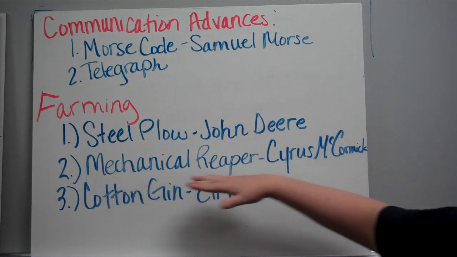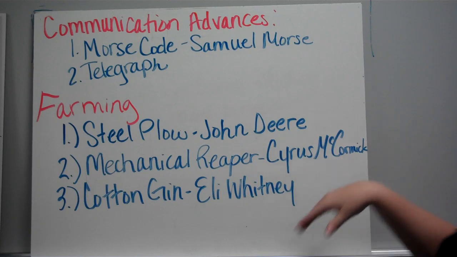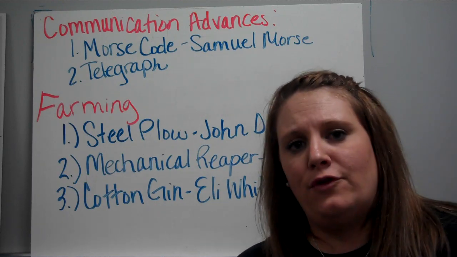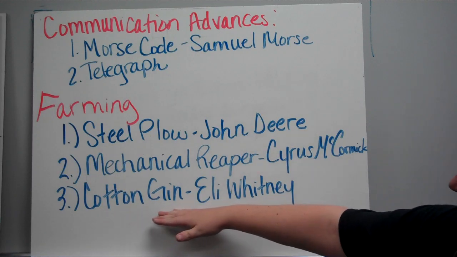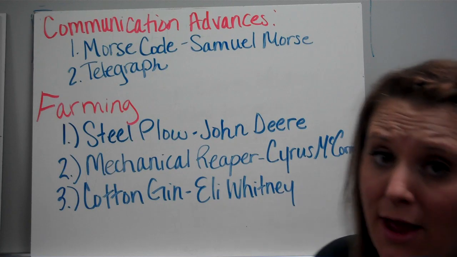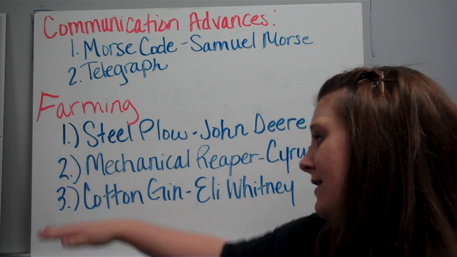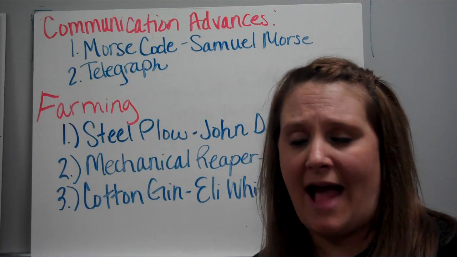The next one is going to be the mechanical reaper. This was created by Cyrus McCormick. This is going to be a faster way to harvest your crop. And then the third is the cotton gin, which was again created by Eli Whitney. The same man who created interchangeable parts created the cotton gin, which had a very significant impact on the South.